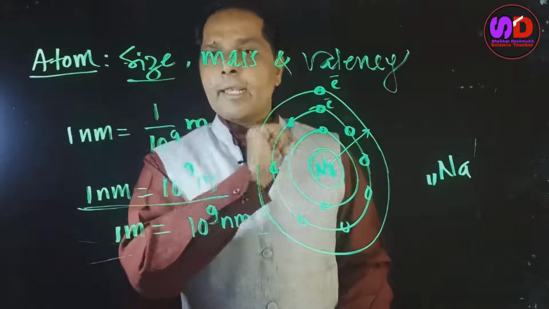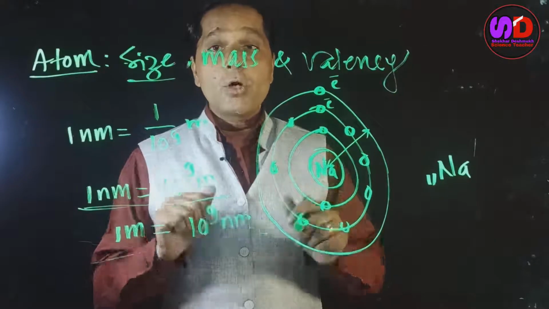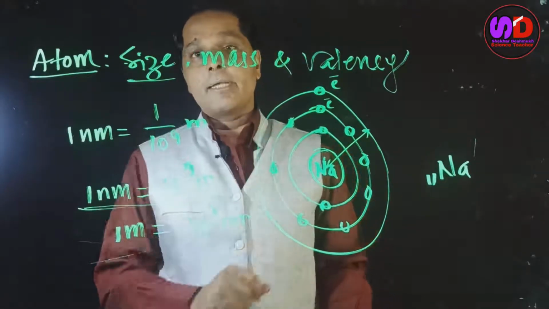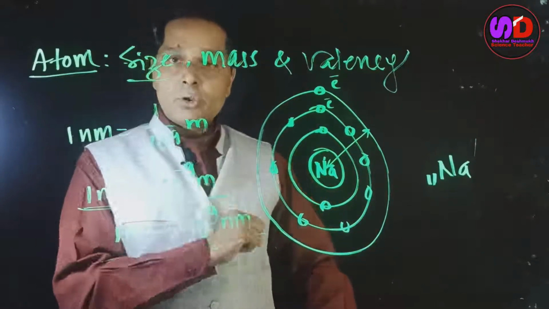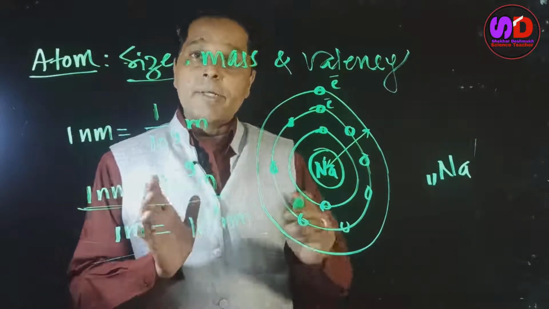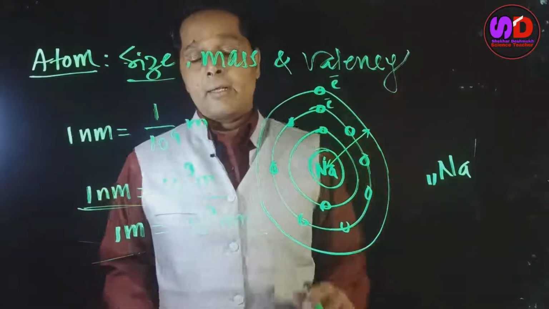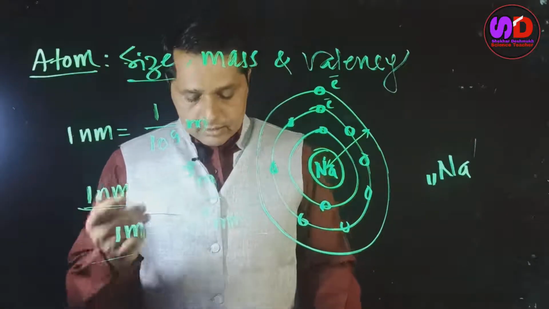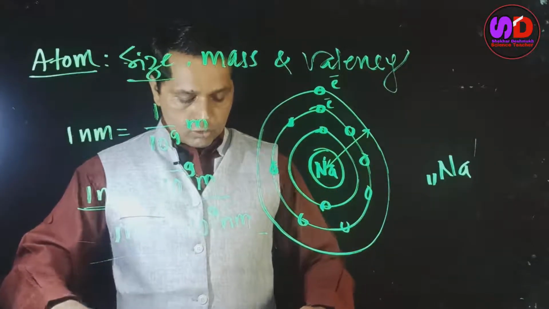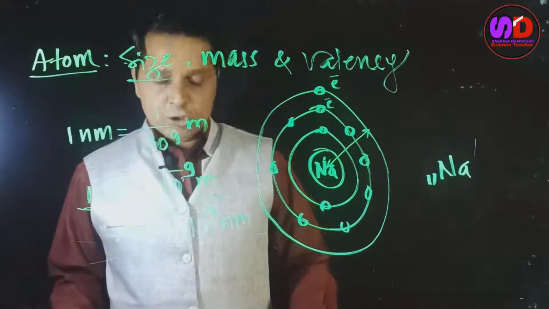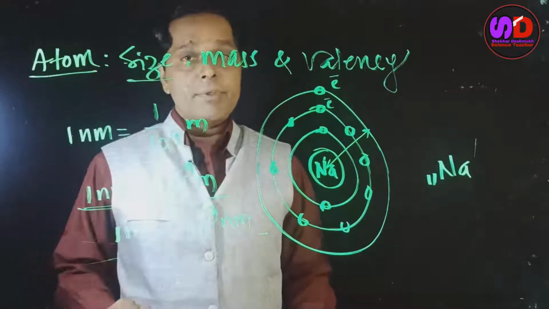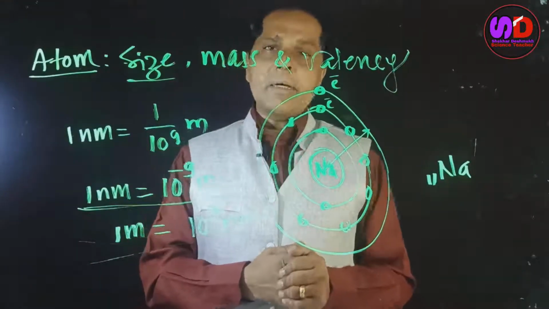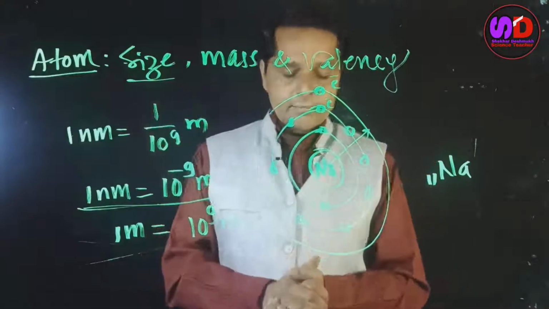The smallest atom that we know is hydrogen. It has only 1 electron and 1 proton, no neutron, and only 1 orbit. It is the smallest atom, and its size is in the range of 10 raised to minus 10 meter, and the size of a water molecule is in the range of 10 raised to minus 9 meter, that is, in the range of nanometers. So this is about the size of an atom.